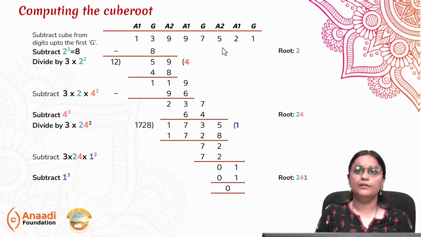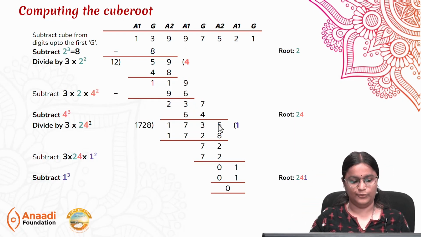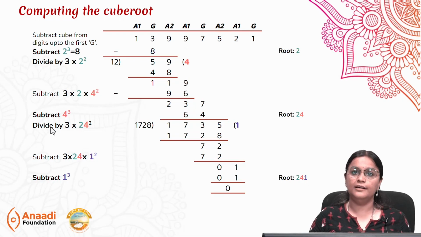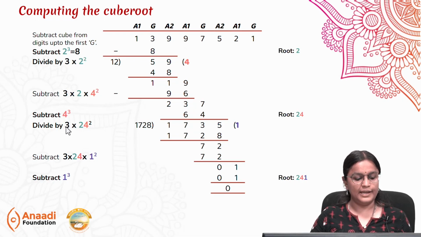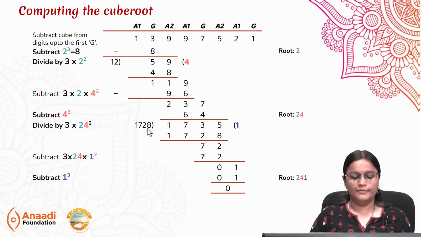Continuing our calculation, we bring 5 down from the Dvitiya Aghanasthana and repeat the same process that we did before, right. Whenever we bring something down from the A2 place, we must divide it. So, we will divide it by 3 into 24 squared, because our root now is 24. We divide the number by 1728, giving us 1 as the quotient here.